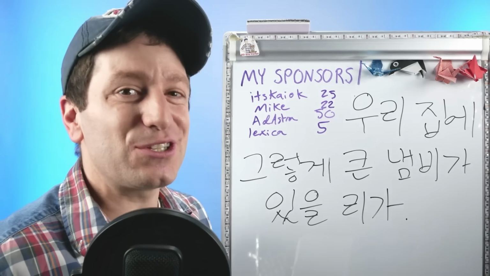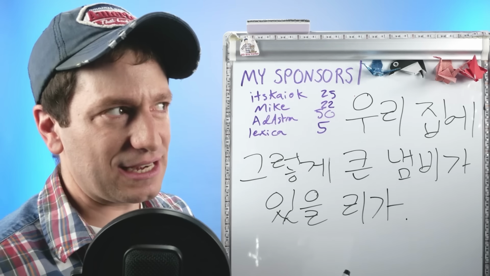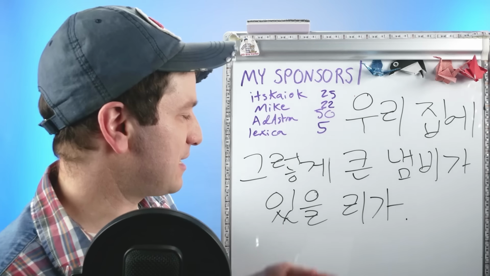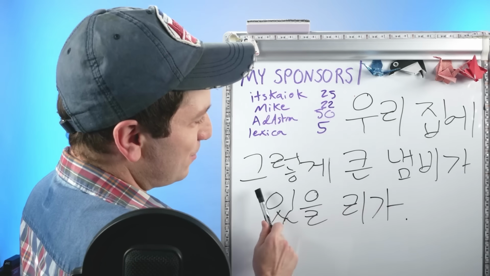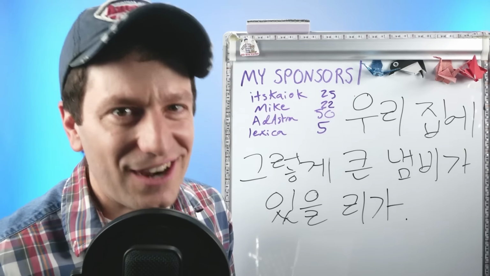Implying 없어요. 있을 리가. Notice that because it doesn't have 요 at the end, this would be casual speech only. If, however, you wanted to say 있을 리가 없어요, you can say 있을 리가요. 우리 집에 그렇게 큰 냄비가 있을 리가. There's no way we have a pot that big at our house.